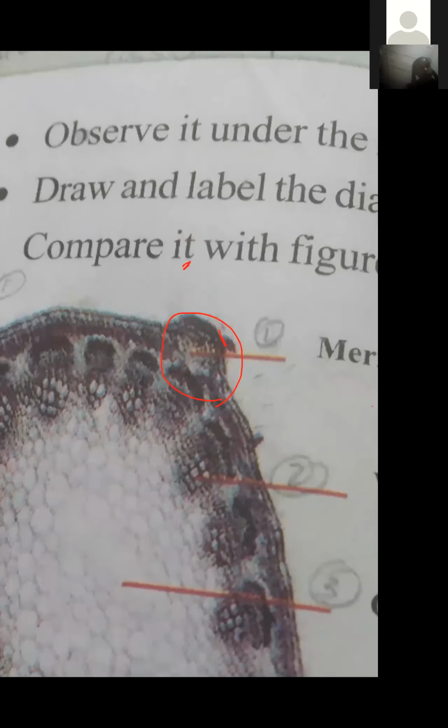The next type of tissue is dermal tissue. We discussed that it is present in the outer coverings of the plant. Dermal tissue usually consists of a single layer of cells. Based on their location, their functions will vary.